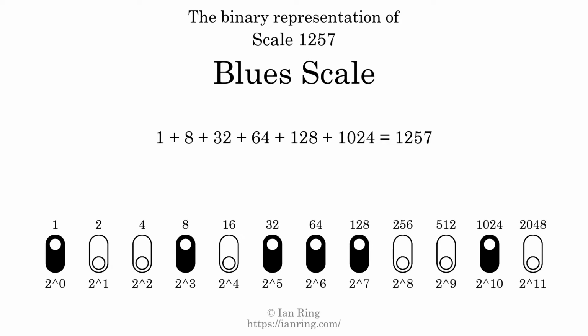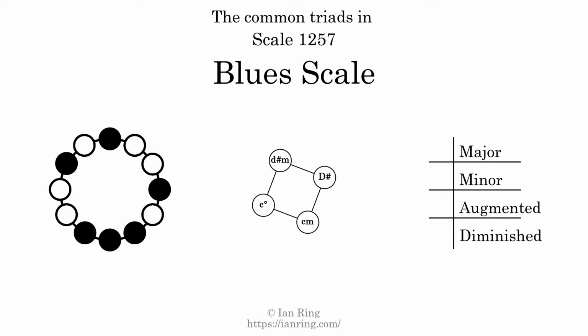1257. The scale number not only enumerates the scale with a unique index, but it also literally describes the tonal content of the scale. Represented as a binary number in base 2, the scale number is 010011101001. Here are the common triads present in this scale.